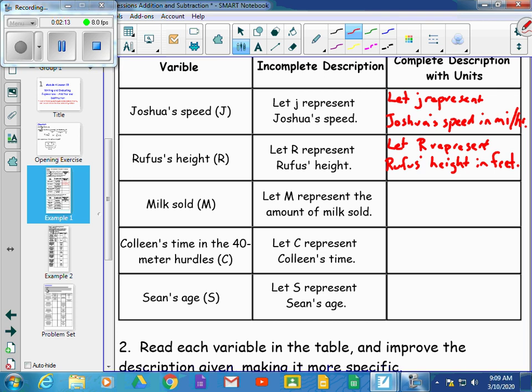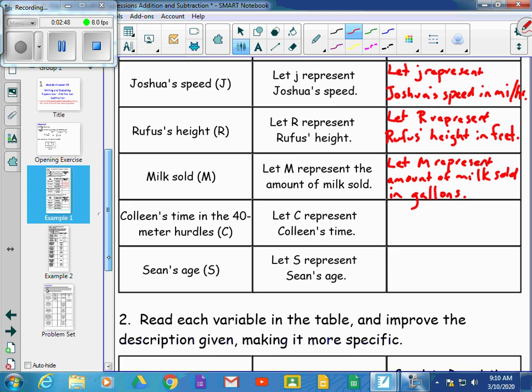If M represents milk sold, and it says and let M represent the amount of milk sold, it would be better if we would use units. We would say let M represent amount of milk sold. And if we think about units, a lot of times we measure milk in gallons, or we could use quarts or pints. Those are a measurement for amount of milk.